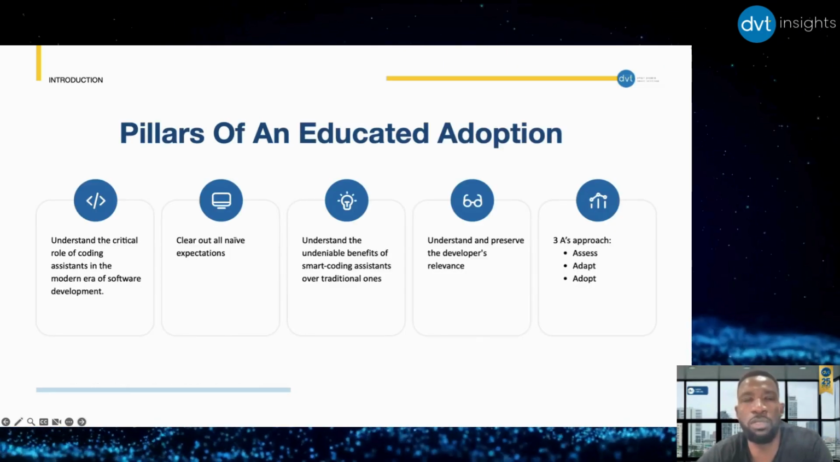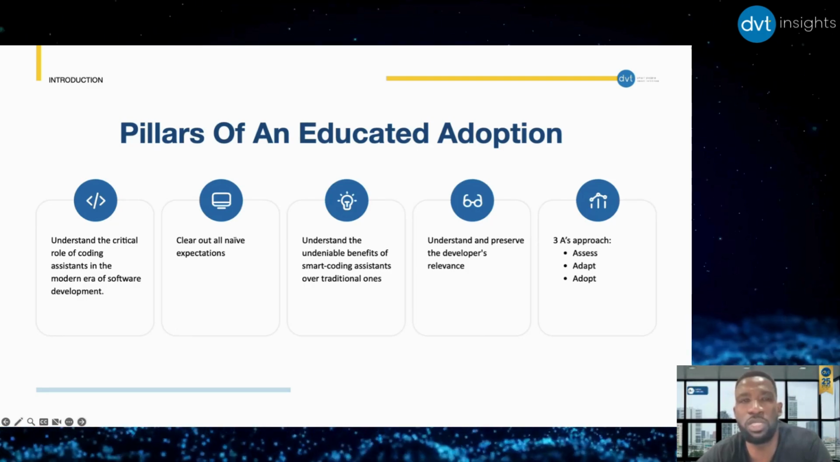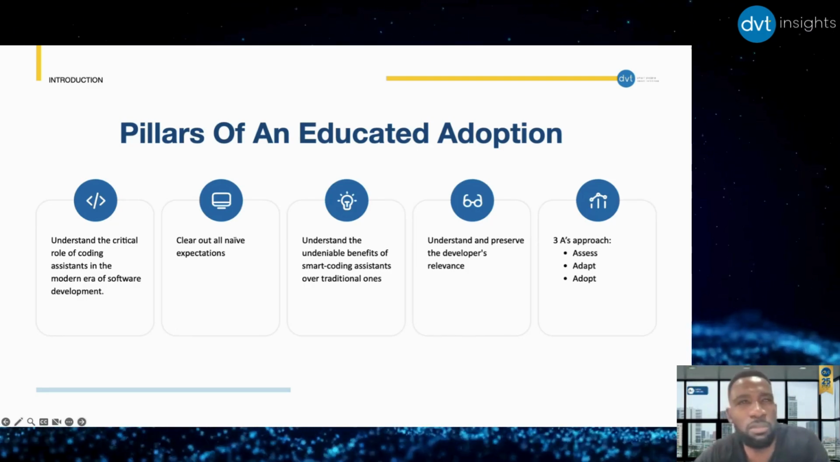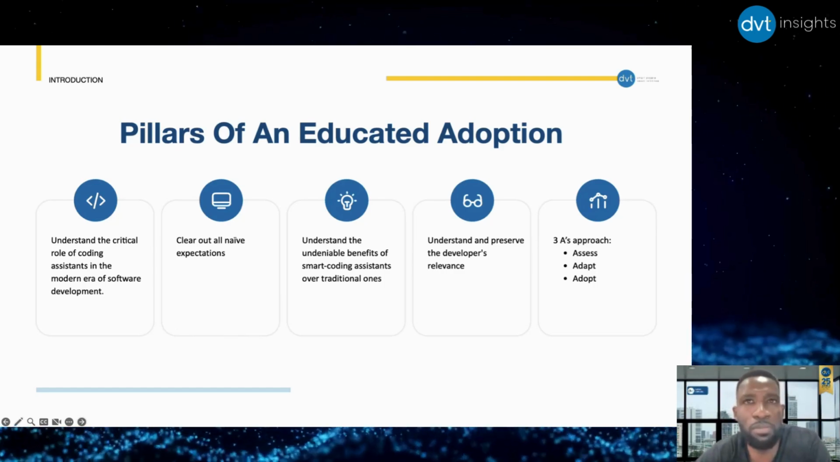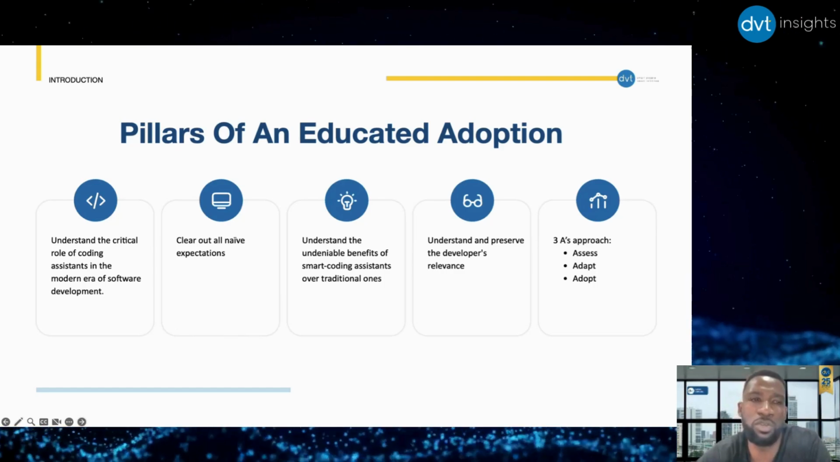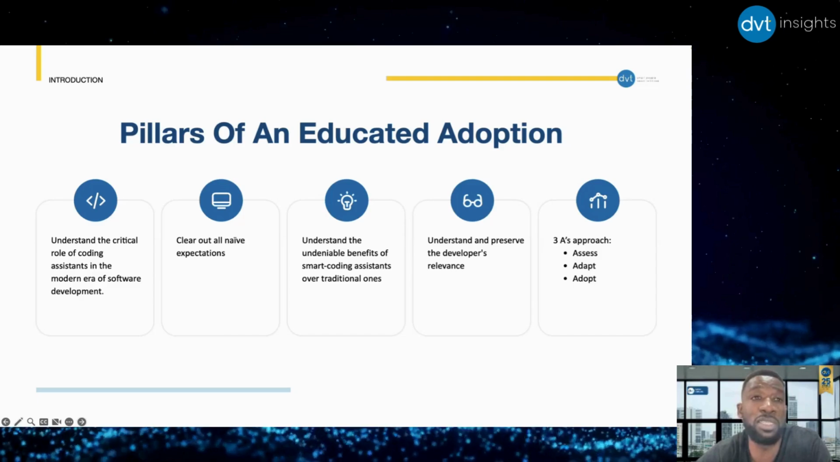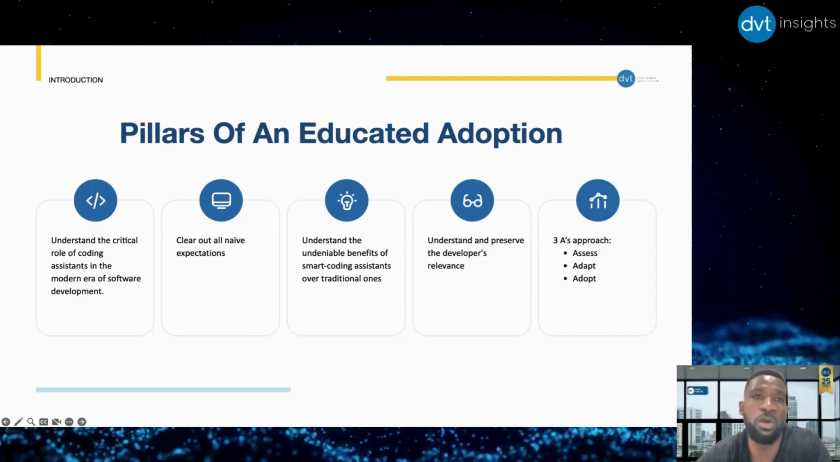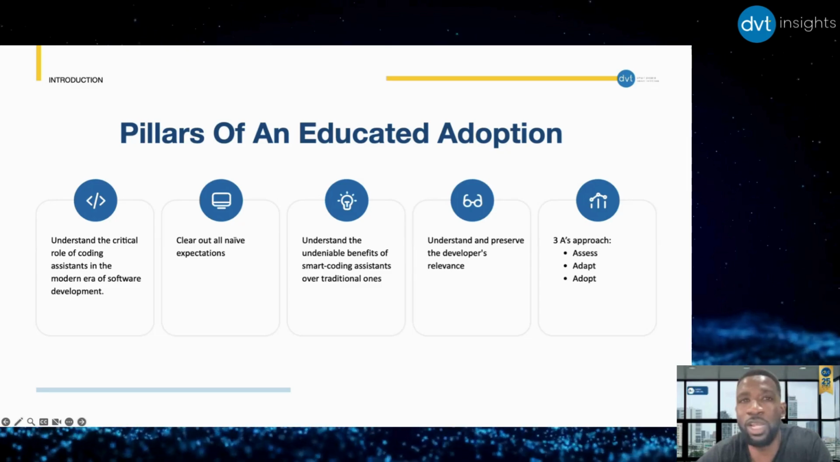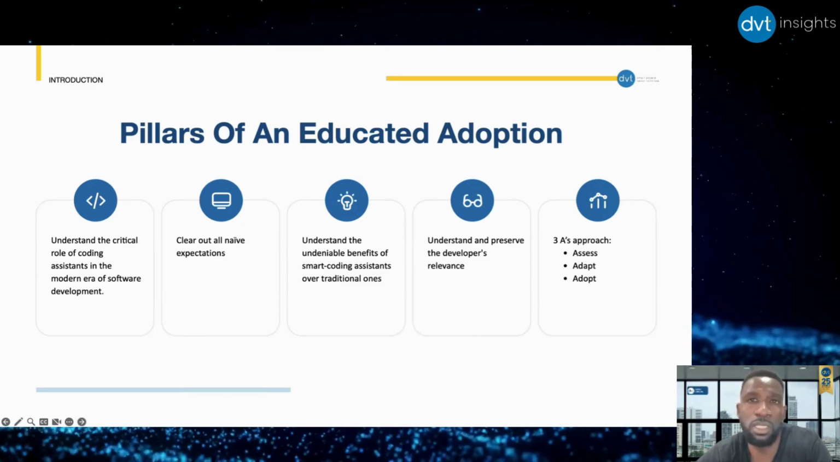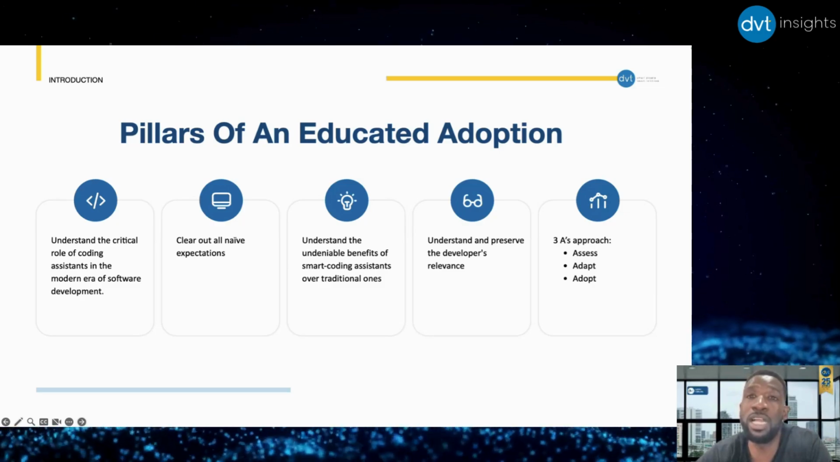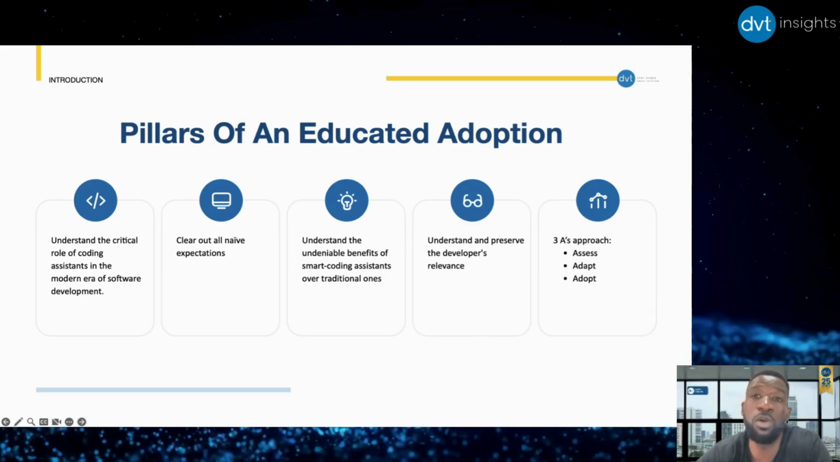Well, we need to adopt, but we need to have an educated adoption. And I've come up with some pillars that can help us build that educated adoption. The first one of them is understanding the critical role of a coding assistant in the modern era of software development, clearing out some naive expectations, and understanding the undeniable benefits of smart coding assistants over traditional ones.